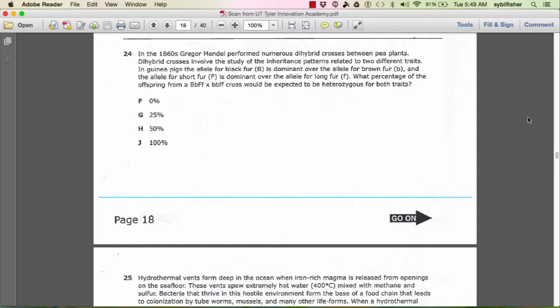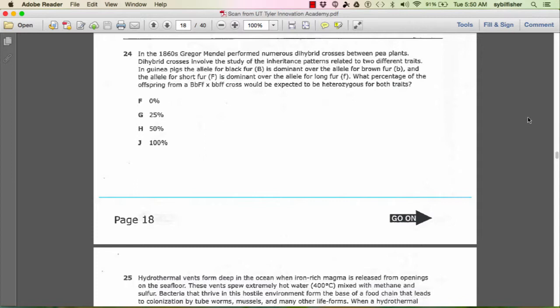In the 1860s, Gregor Mendel performed numerous dihybrid crosses between pea plants. Dihybrid crosses involve the study of the inheritance patterns related to two different traits. In guinea pigs, the allele for black fur, B, is dominant over the allele for brown fur, little b, and the allele for short fur, capital F, is dominant over the allele for long fur, little f.